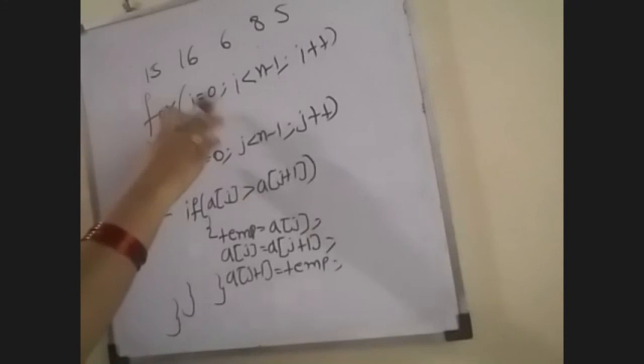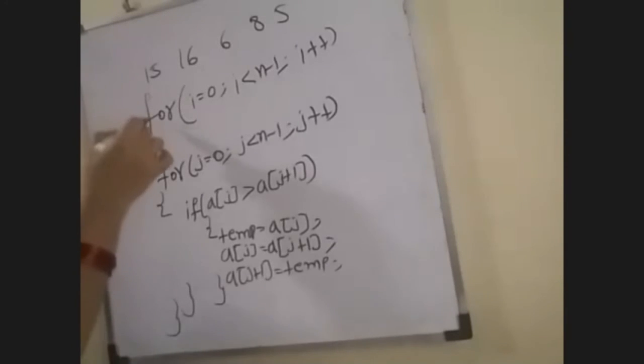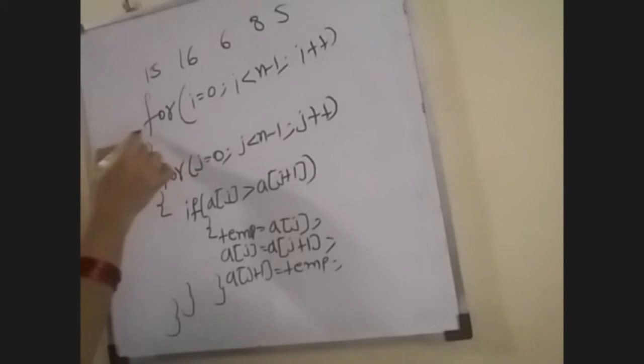5 minus 1, 4. So first, 0 is less than 4, condition is true. 1 is less than 4, condition is true. 2 is less than 4, true. 3 is less than 4, true. But 4 is less than 4, condition becomes false. So totally how many passes will we get? We will get 4 passes, right? So the outer for loop is used for passes, and the inner loop is used for comparing the elements.